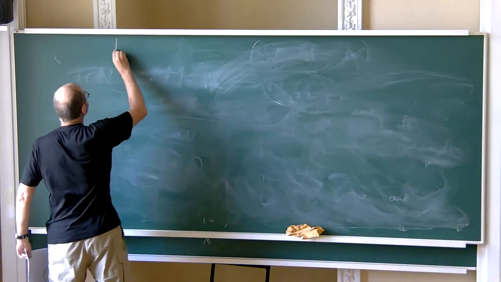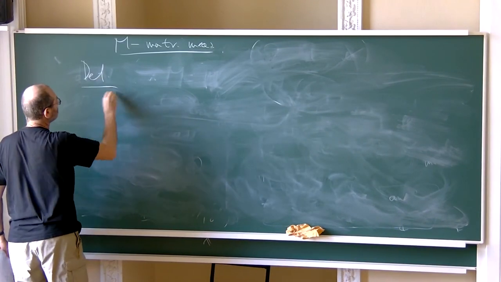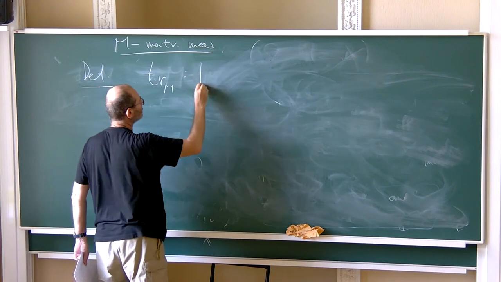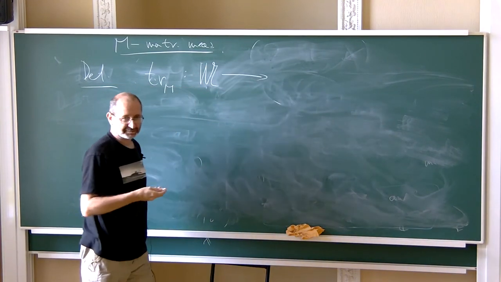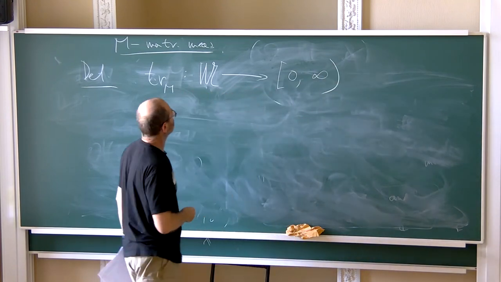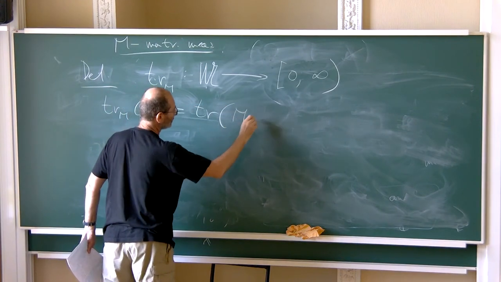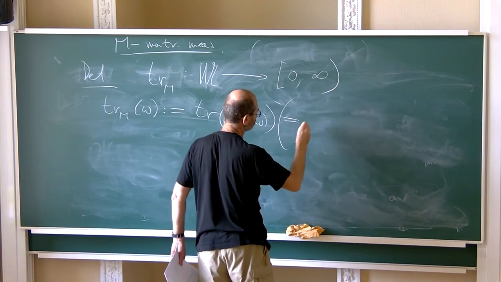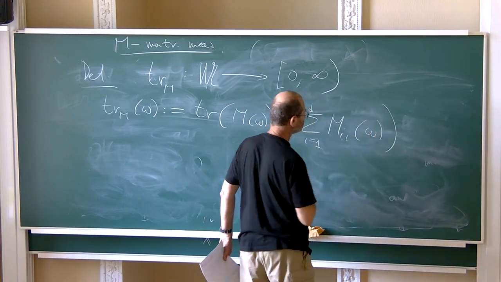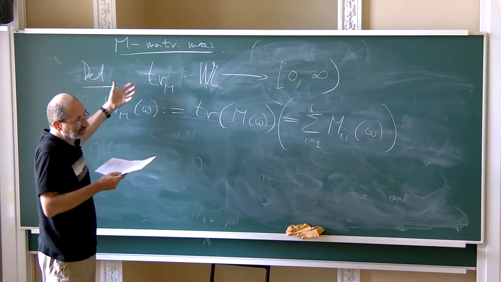So let us define, for a matrix measure M, something which I will denote like this. Trace M will be the new measure, a scalar and non-negative measure. We write it like this: it is just the trace of M of omega. This is a very convenient and very important measure, we can say.